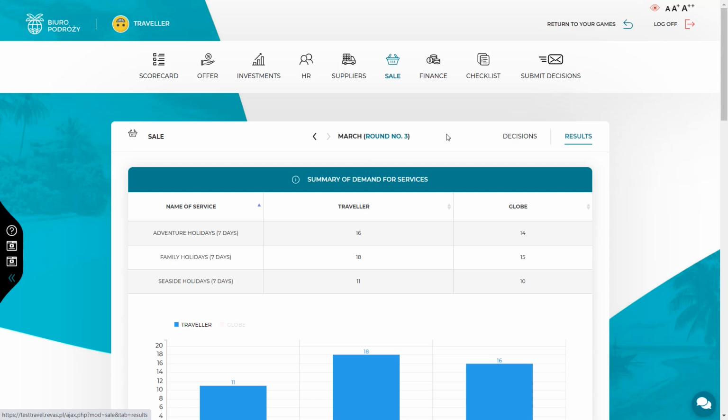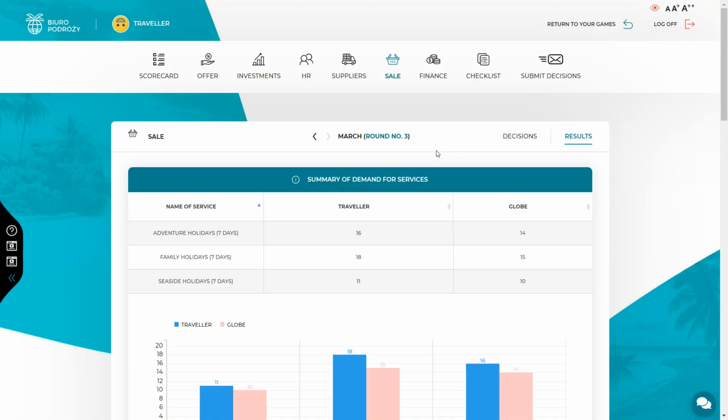All the charts in the Results section show the effect of your actions in the previous round. Some of them present the results of companies operating on the market. By analyzing them, you can tell how well your company does against the competition. The rest of the results is only available to you.